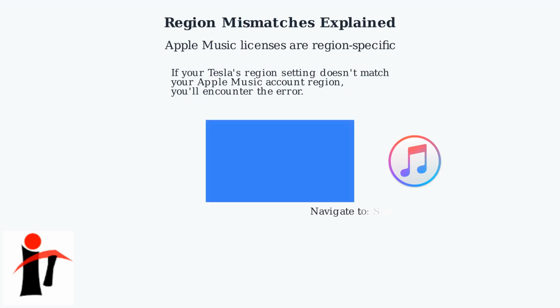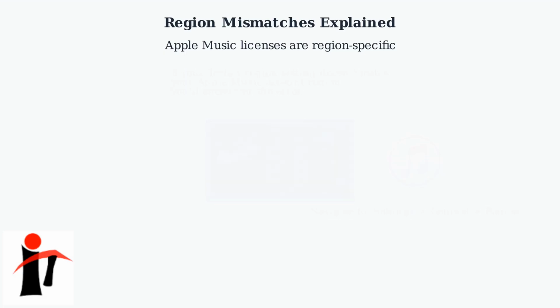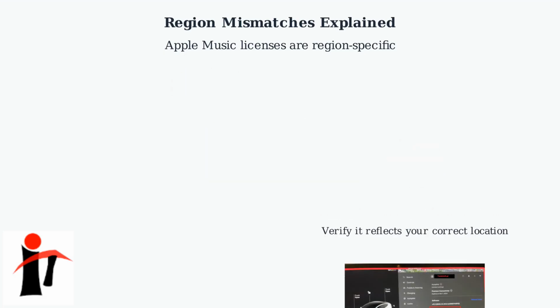To fix this, navigate to Settings, then General, and select Region in your Tesla's infotainment system. Verify that the region setting reflects your correct current location. Correcting this region mismatch is crucial for resolving the error.